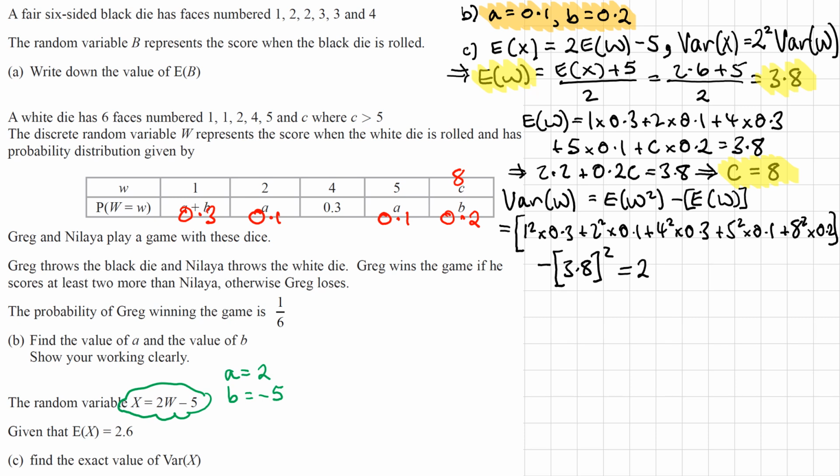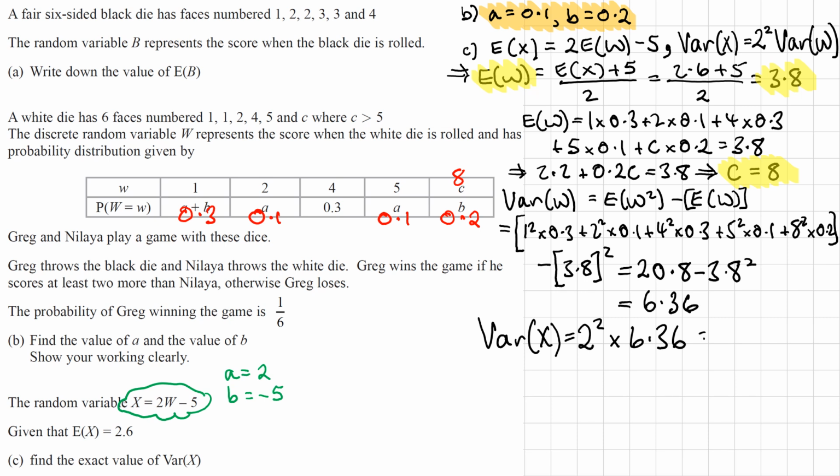Right, let's work that out and see what we get. So we've got 20.8 minus 3.8 squared, which is 6.36. So remember, this is Var W. Var X is going to be 2 squared times that, so 2 squared times 6.36. So let's do that now, and we get a value of 25.44. Now it does say the exact value, so we're not going to round this off. We're going to keep that full answer.